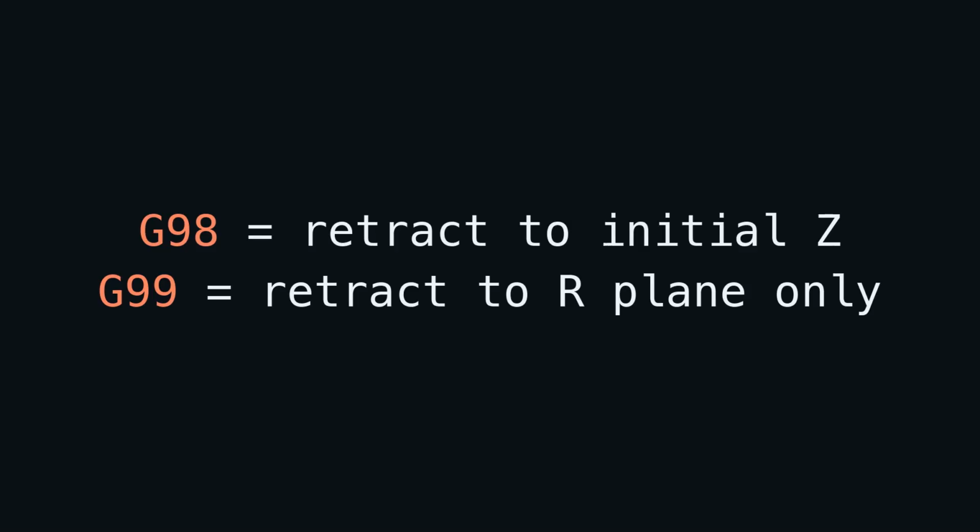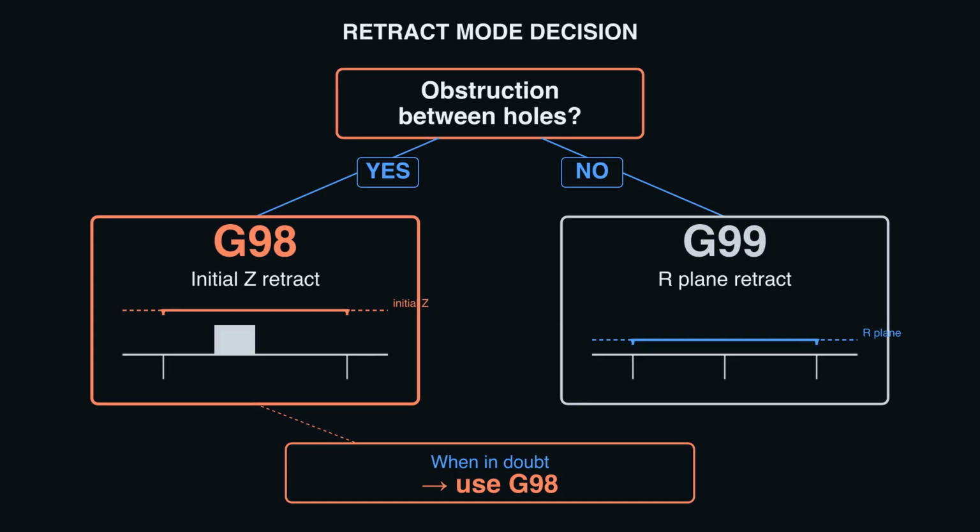But if there's a clamp, a fixture rib, or a step in the part between those holes, G99 will drag the drill straight through it at rapid. Here's the decision. If your hole pattern has any obstruction between holes, a clamp, a boss, a step surface, use G98 and retract to the initial plane. If the top of the part is clean all the way across, G99 is fine.